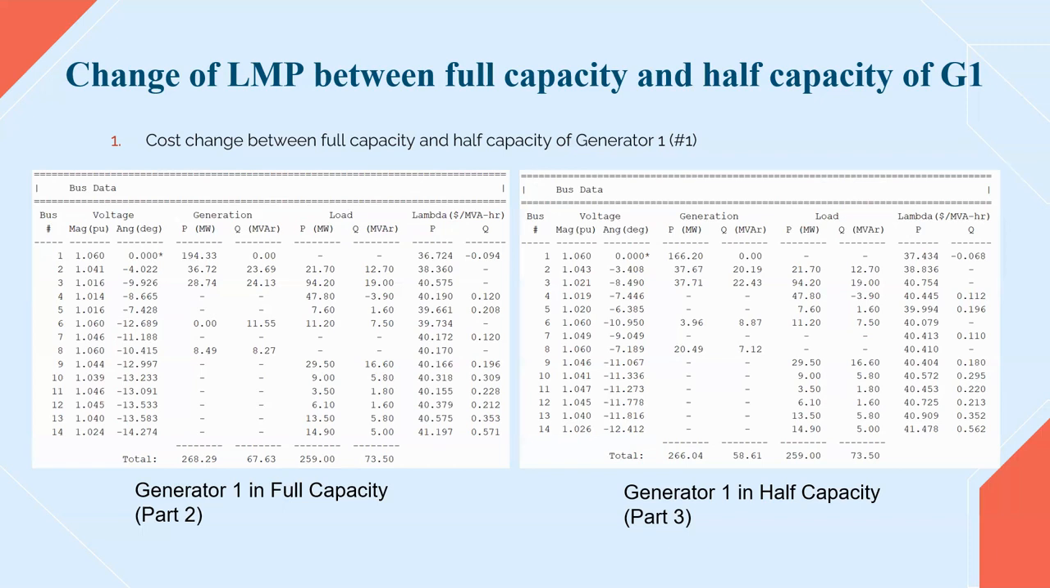This explains why the power generation of generators 2, 3, 6, and 8 also increases when generator 1 is at half load, further contributing to the overall system cost variations.